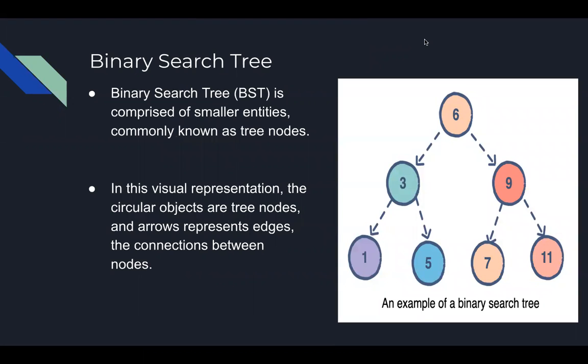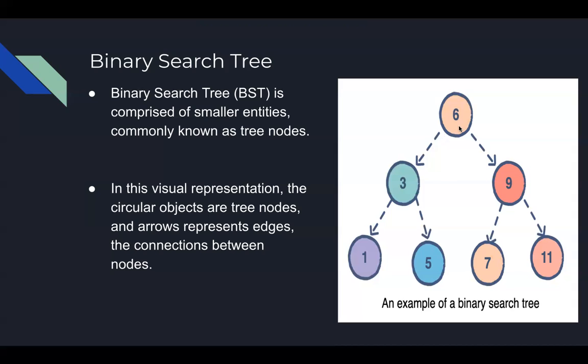So let's talk more about binary search trees. A binary search tree is comprised of smaller entities commonly known as tree nodes. And we can store many different forms of data in tree nodes. For the simplicity of this tutorial, we'll just be using integers. And in this visual representation, the circular objects are tree nodes. So 6 is a tree node, and 9 is a tree node, and 7 is also a tree node, etc. And the arrows represent the edges, which are the connections between different tree nodes. And we know the edges are going down in this case.